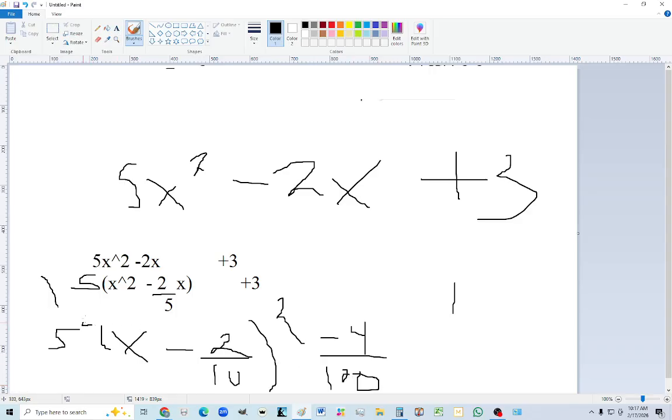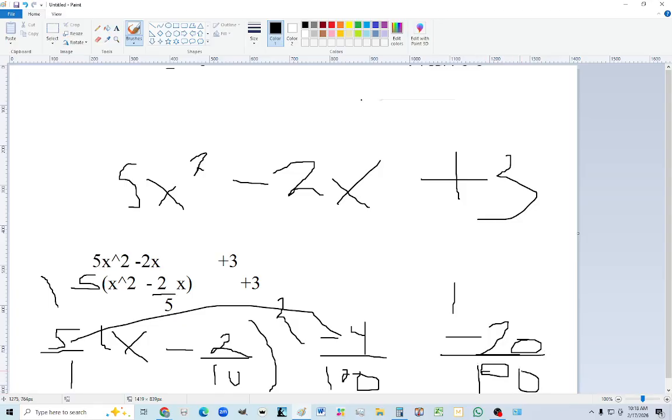But to get it out, I have to multiply by 5 to get it outside to add to the 3. Well, 5 times negative 4, remember that 5 is just 5 over 1, 5 times negative 4 is negative 20. 1 times 100 is 100. So I get negative 20 over 100, which is the same as negative 2 over 10. So that's the number once I get it out.